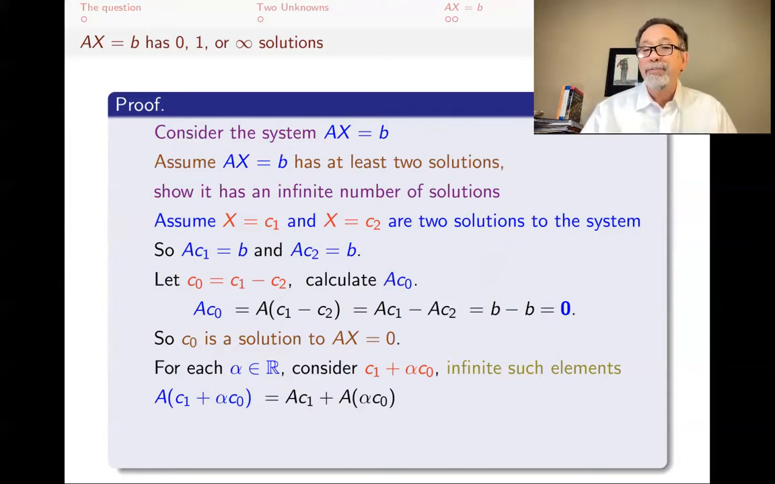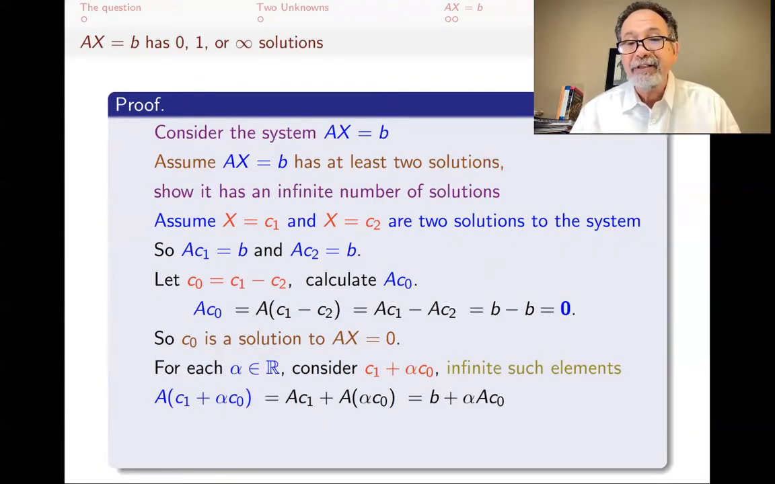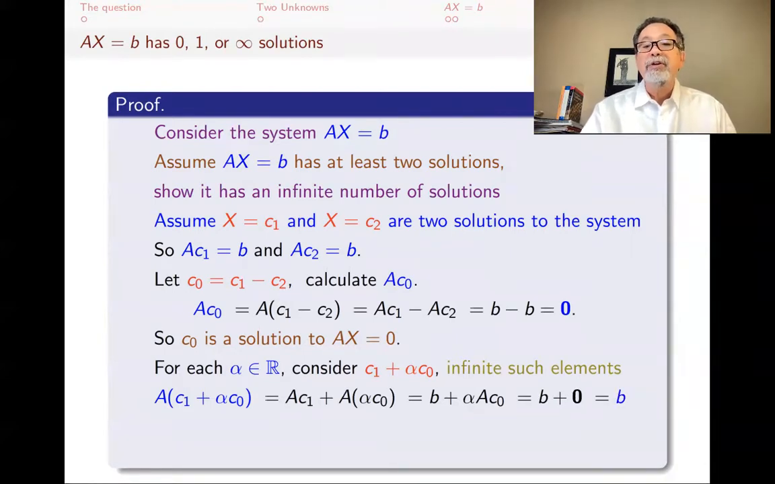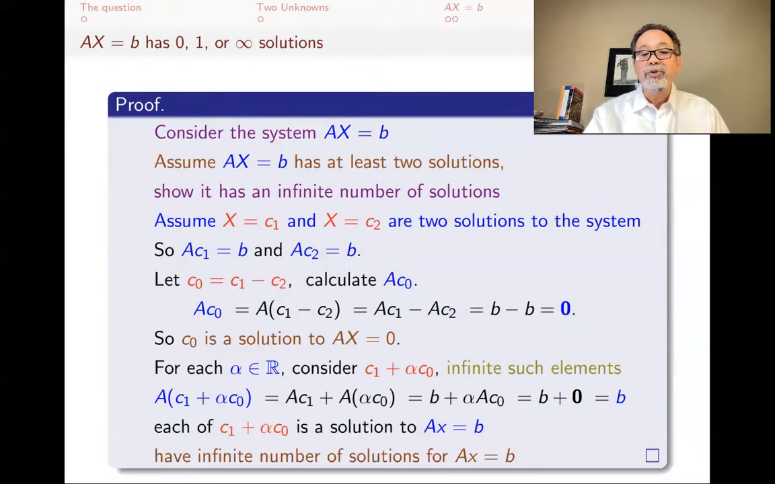What's A times C1? Well, that's B. What about A times alpha C naught? Well, alpha is a constant. And one of the properties of matrix multiplication is that that constant can go anywhere. You can multiply A and C0 and then multiply by alpha, or multiply alpha first. So A C1 becomes B, but A times alpha C naught becomes alpha times A C naught. What's A times C naught? Well, that's 0. So this is B plus 0, and so it's B. So we found that C1 plus alpha C0 is a solution to AX equals B. And because of that, we have found infinite number of solutions because I can change alpha as much as I want, and I can get as many solutions as possible, and the proof is complete.